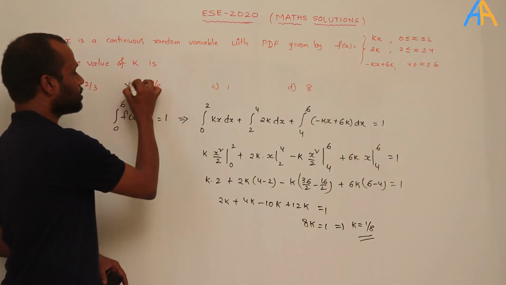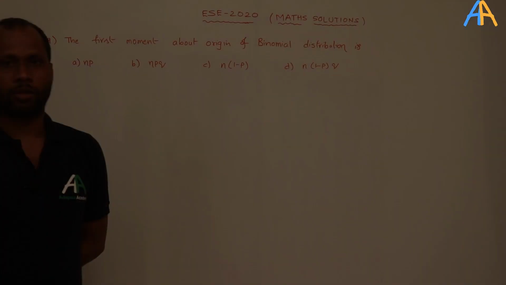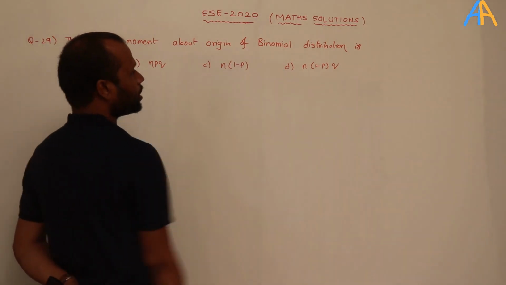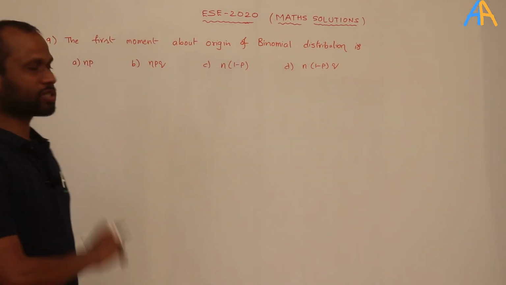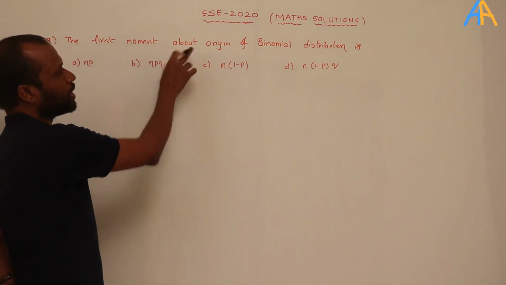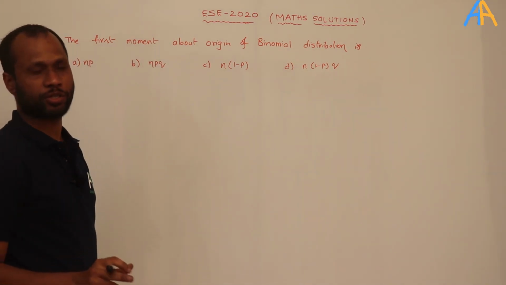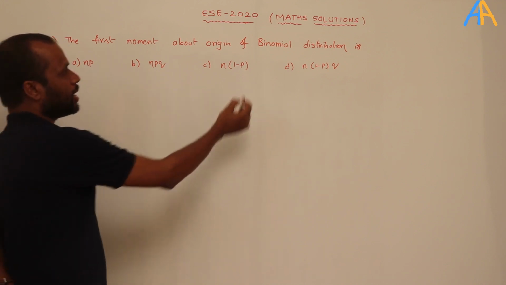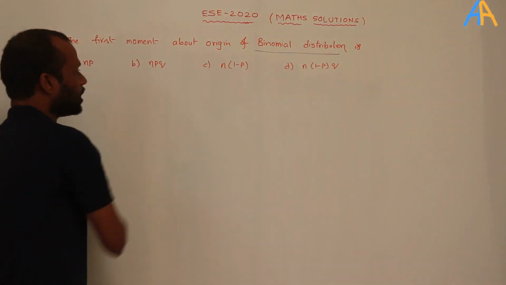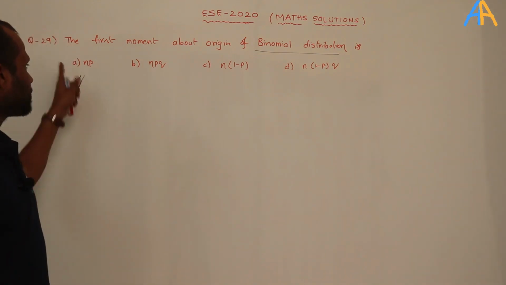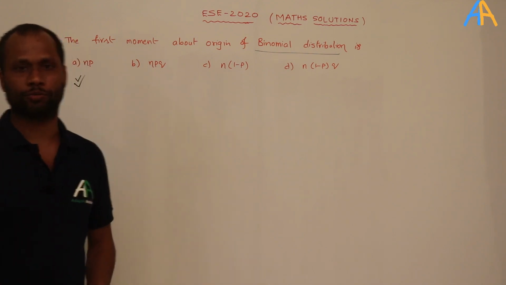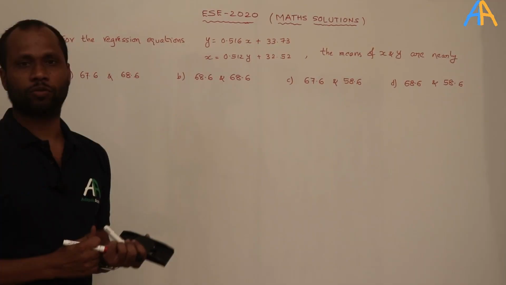So the option is B. Let's see the next question. The first moment about origin of binomial distribution is, this is a pretty much straight question. We know the first moment about origin of any distribution is its mean, and the mean of binomial distribution is equal to np. So the correct option is option A, where the second moment for binomial distribution is npq. Okay, let's go for the next question.